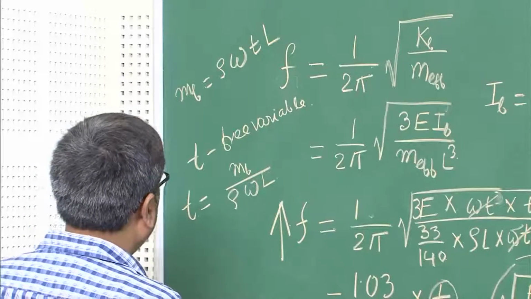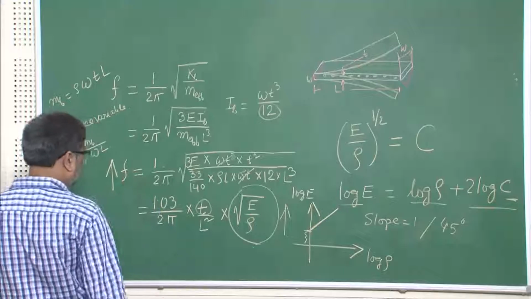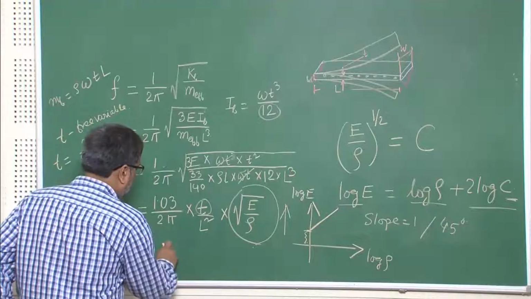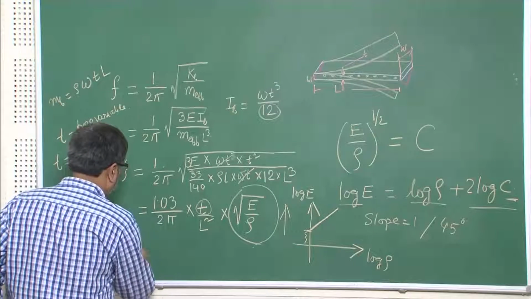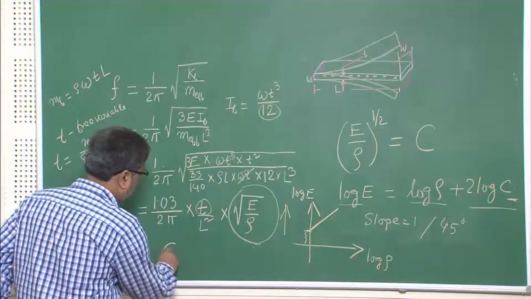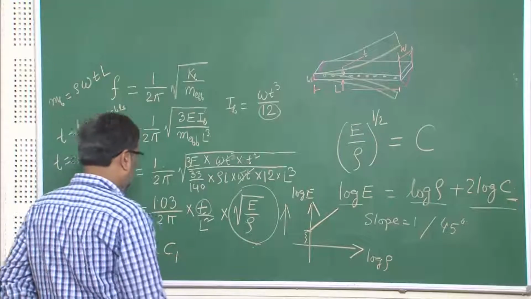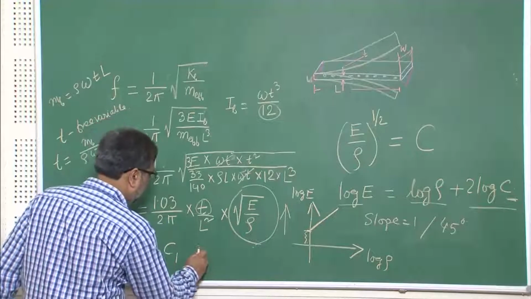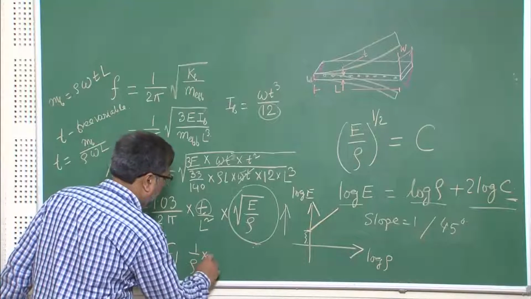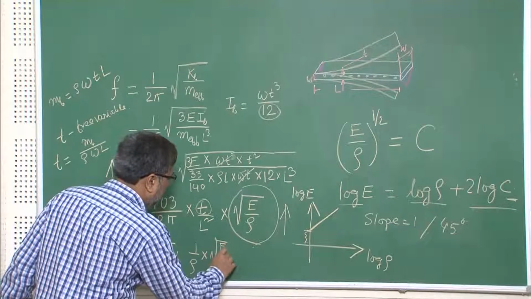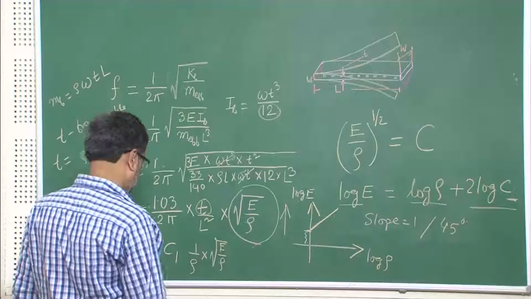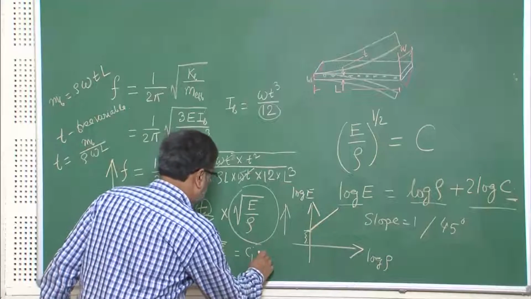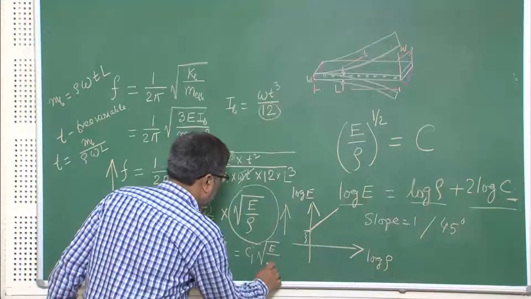So, T is nothing but M B over rho W L. Even if I take everything out, we still have a rho term here. So, our constant f will be a new constant, let us call it C1, and then there is a rho term here. So, it will become 1 over rho times the square root of E over rho. In other words, this will look like C1 times the square root of E over rho cube.